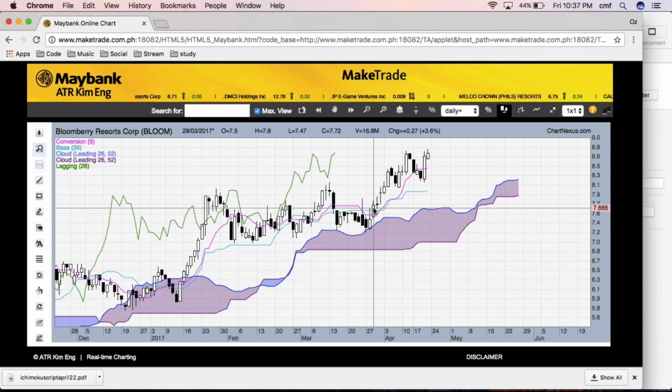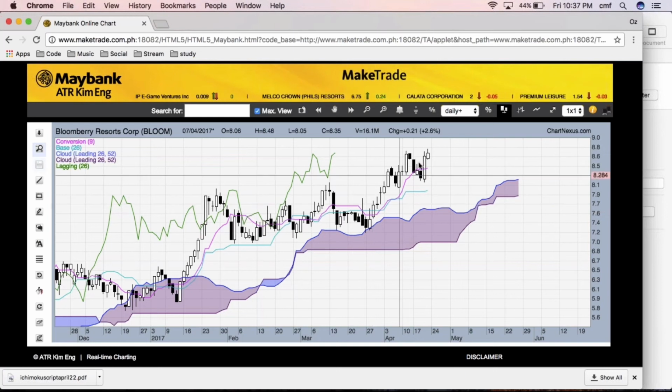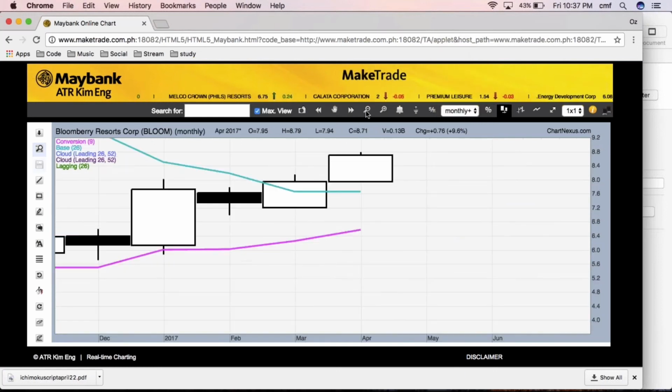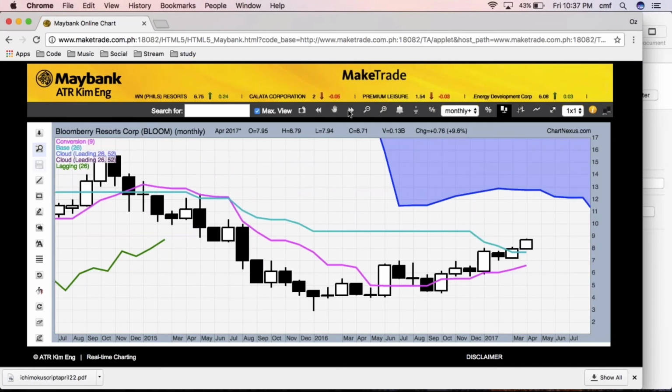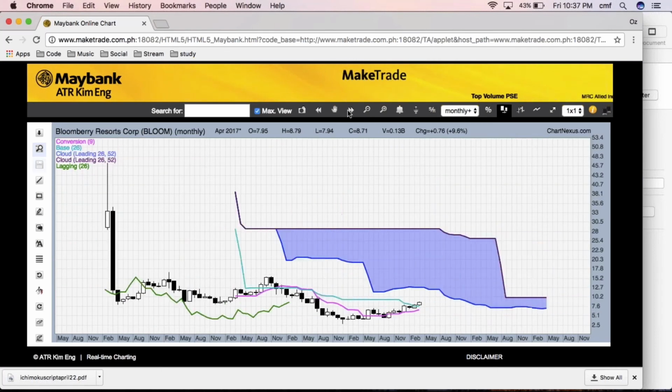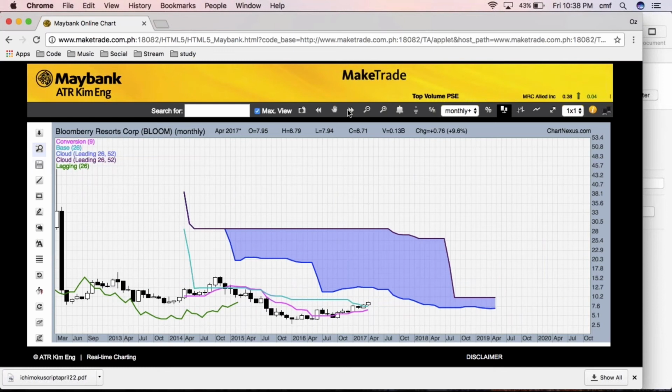Now, the weekly and daily charts show that all prices are above the Kumo. However, let's look into the monthly chart. What do we find in the monthly chart? The monthly chart is bearish because the elements are below the Kumo.